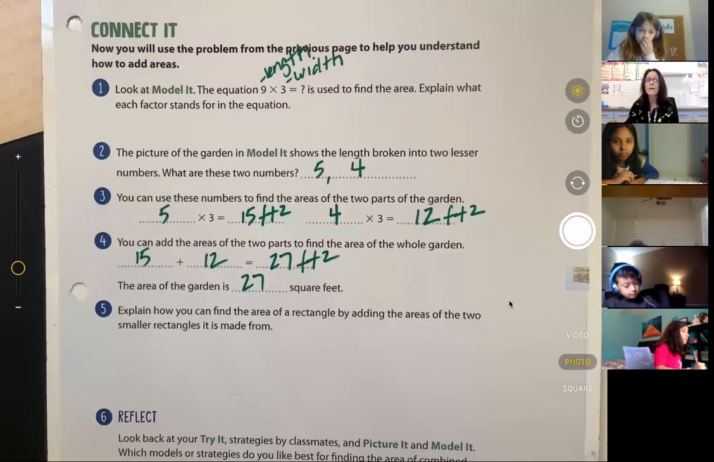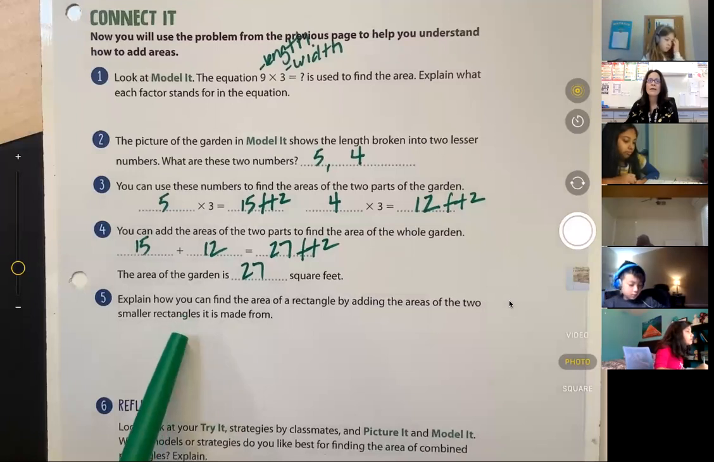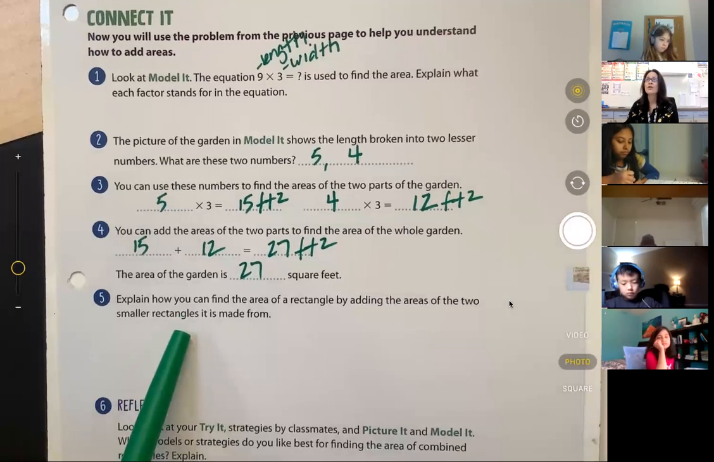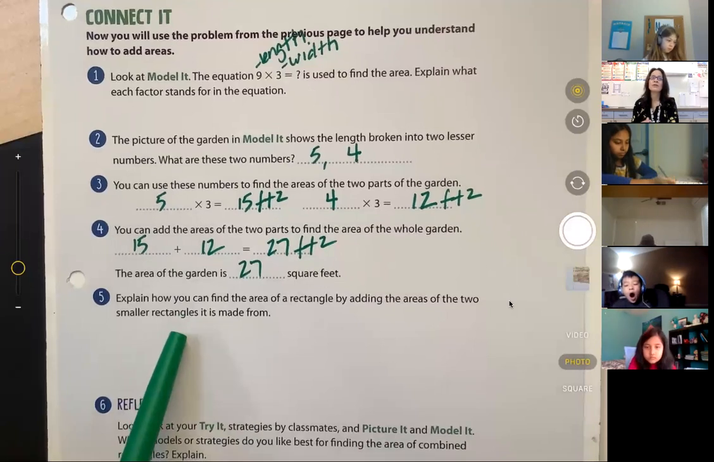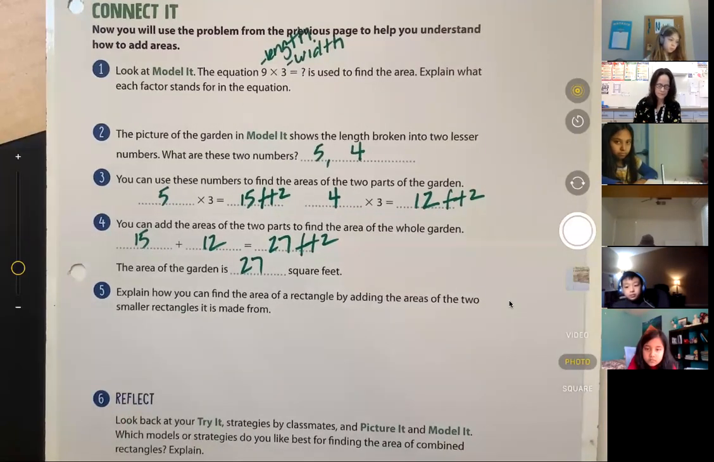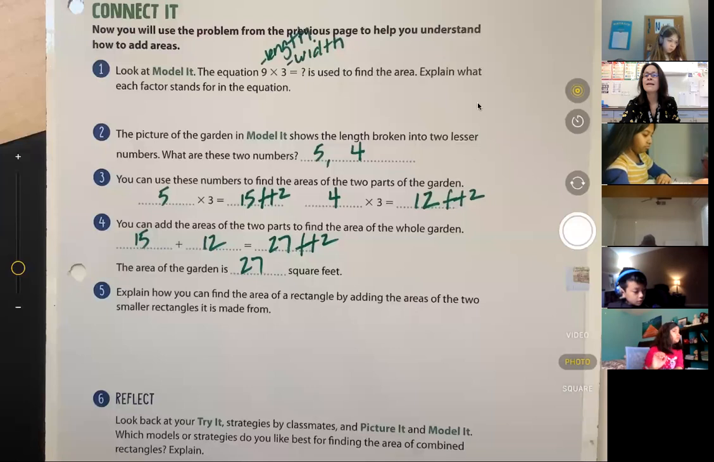And again, down here at the bottom on number 5, explain how you can find the area of a rectangle by adding the areas of the 2 smaller rectangles it is made from. So again, friends, you're applying the formula area equals length times the width to each part, and you are adding them together. I'll give you a minute to make sure you have all those written down. And then we're going to come back together and we're going to take any last minute questions.